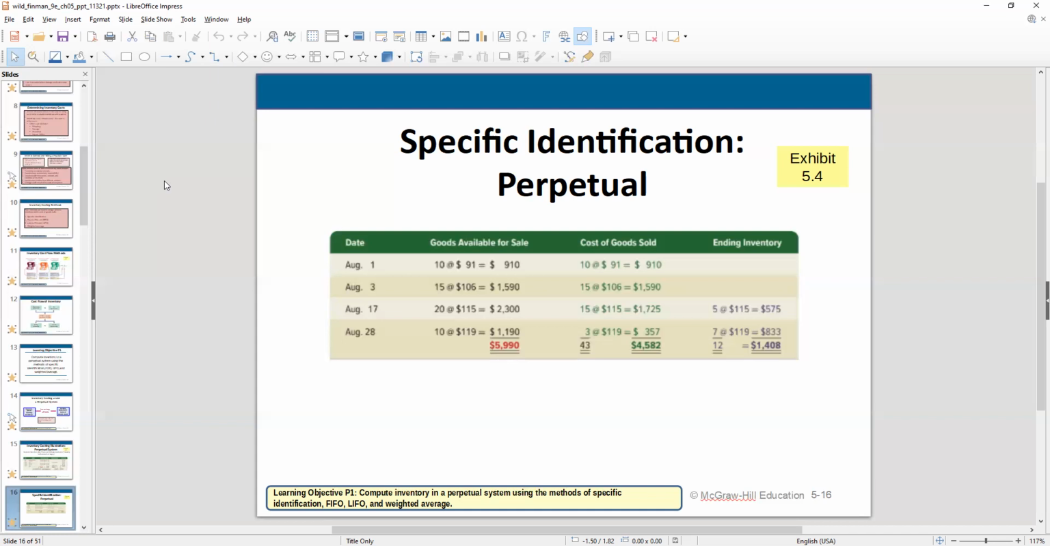I don't think you're going to get a specific identification problem. If you do, I think it'll only be like for half the month. So if any part of this trips you up, send me an email and I'll do my best to work you through it.